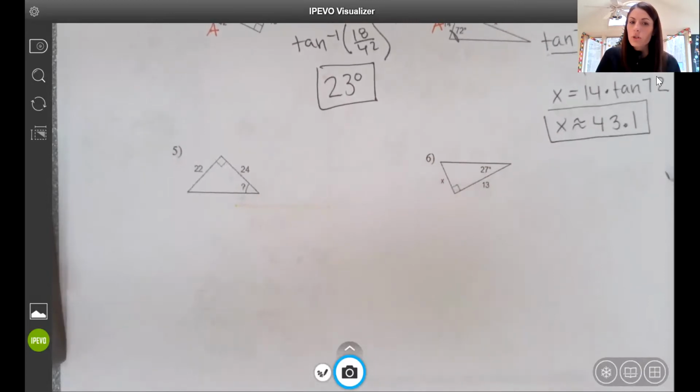On 5, inverse trig or regular trig? Inverse. Which trig function should I use here?